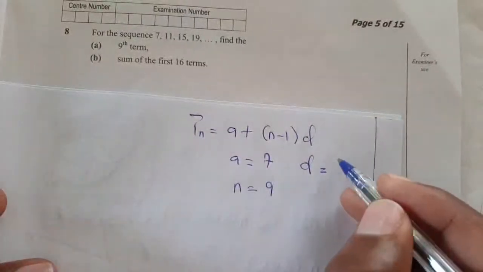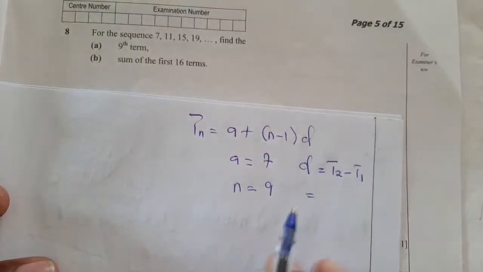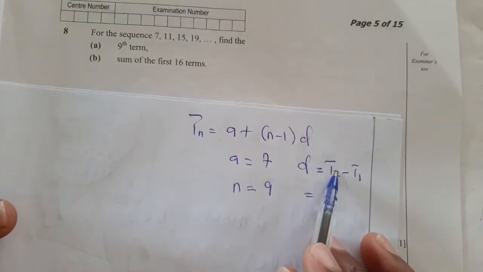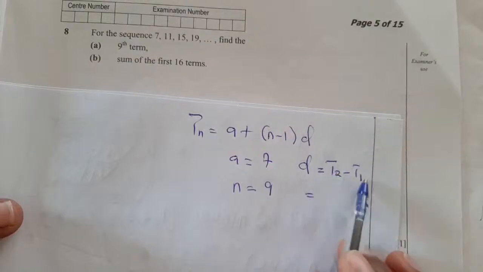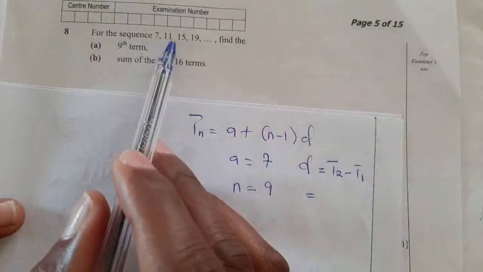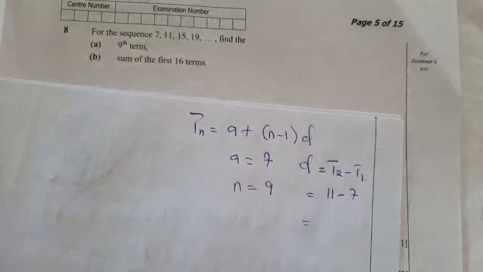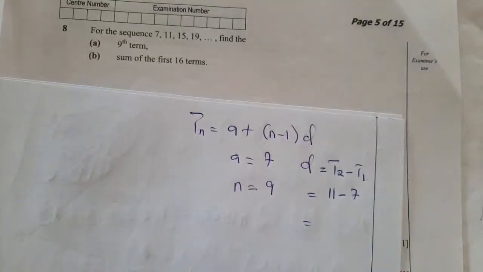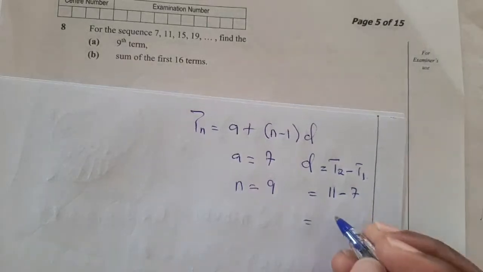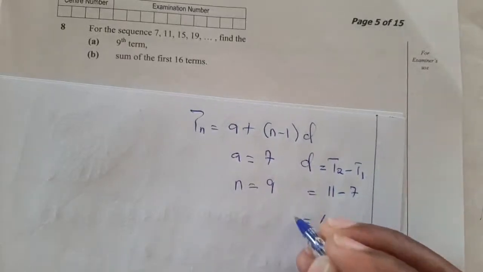So we are supposed to find the common difference in this case. How do we find it? We say T2 minus T1. T2 means the term on position 2 minus the number on position 1. The number on position 2 is 11, so we say 11 minus 7. When we subtract, we have found our common difference. So 11 minus 7 is 4. Our common difference here is 4.